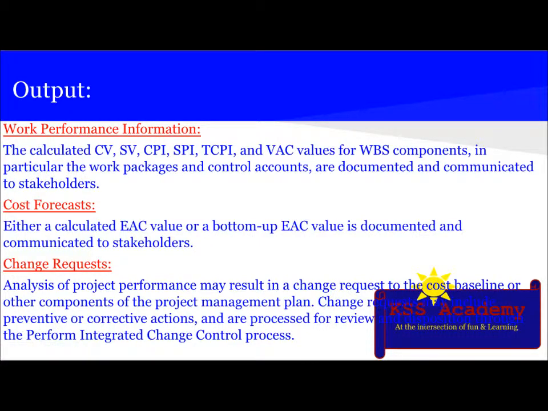The output is WPI, or work performance information. The calculated CV, SV, CPI, SPI, TCPI, and VAC values for the WBS components, in particular the work packages and control accounts, are documented and communicated to stakeholders. The next output is cost forecast. Either a calculated EAC value or the bottom-up estimated completion value is documented and communicated to stakeholders.